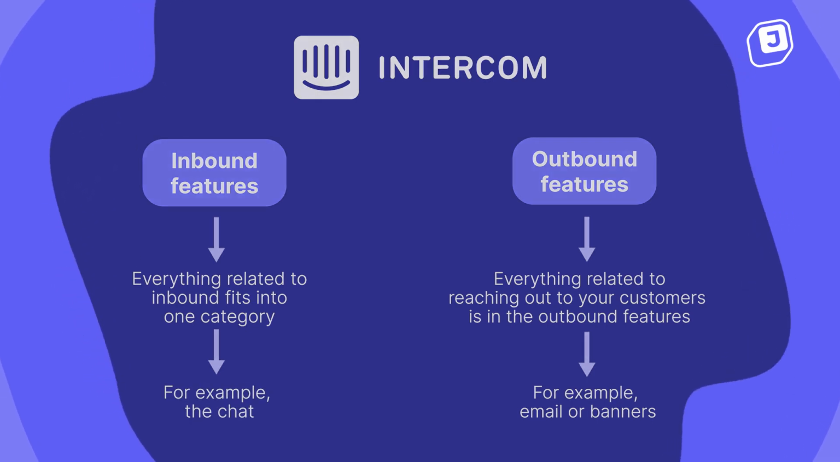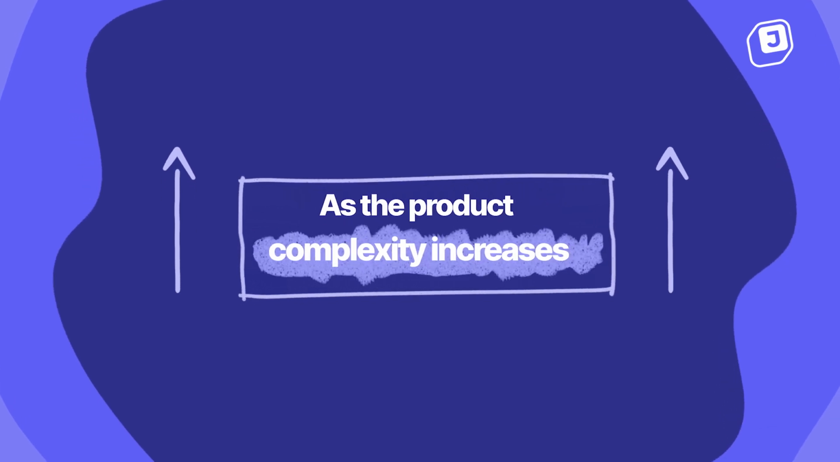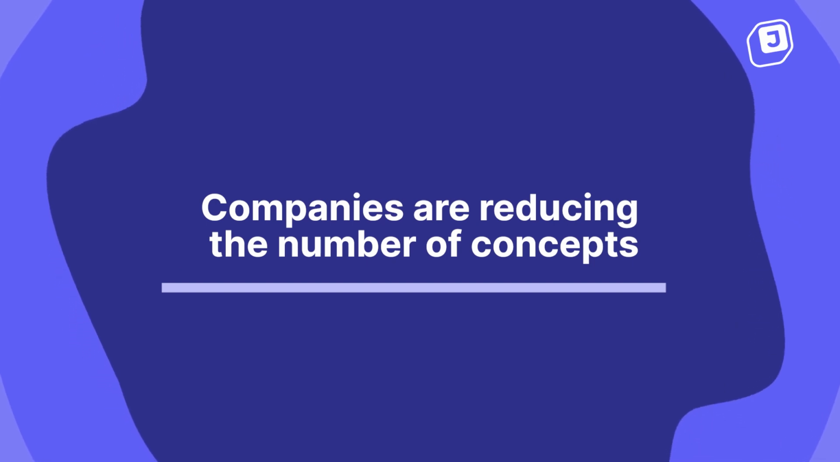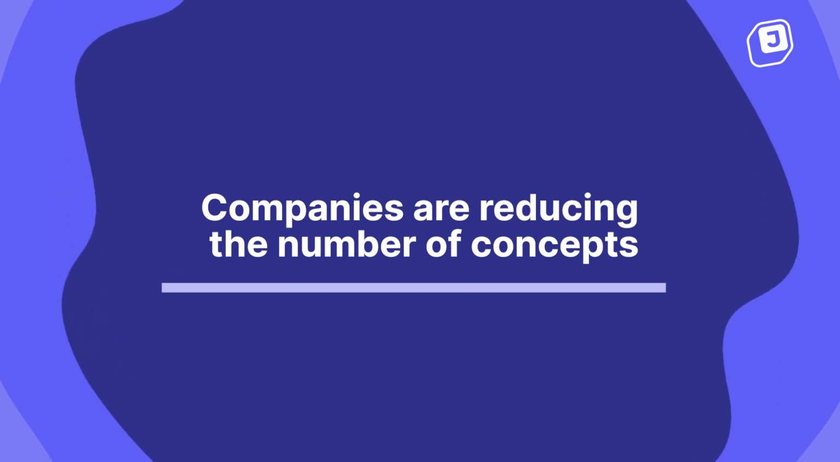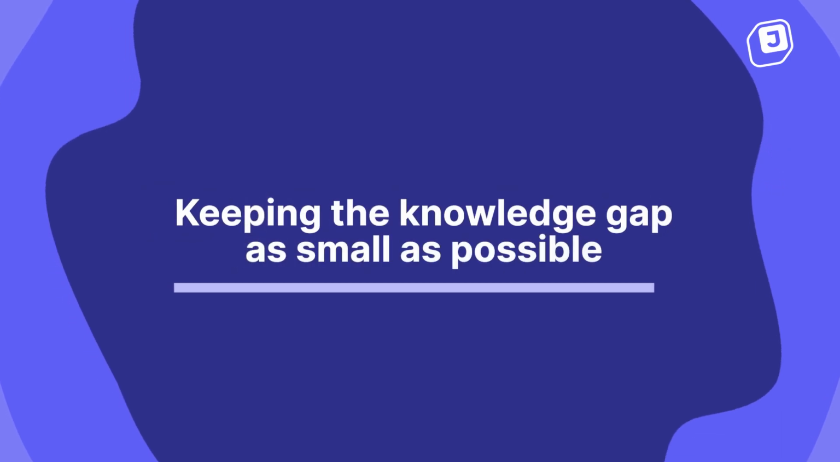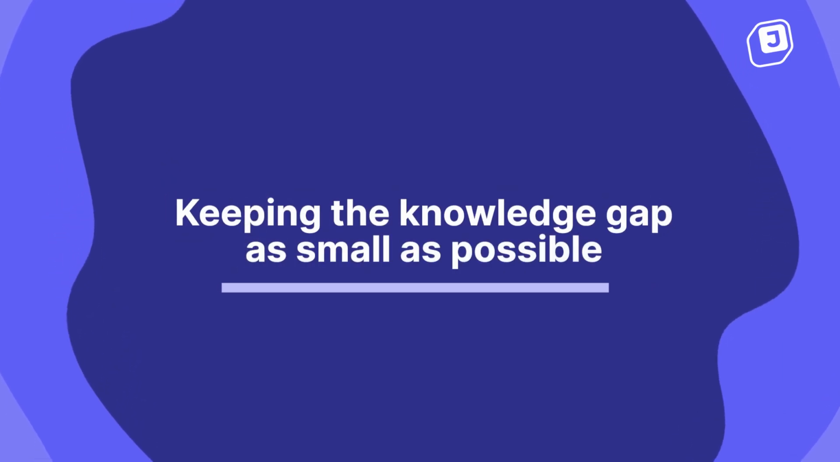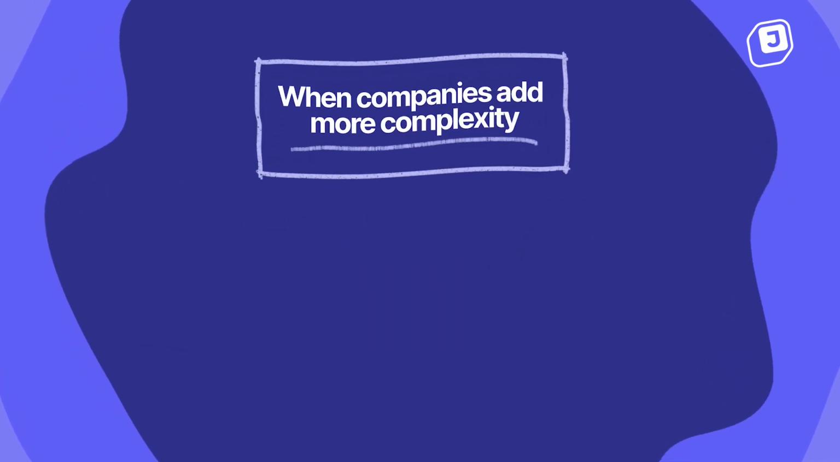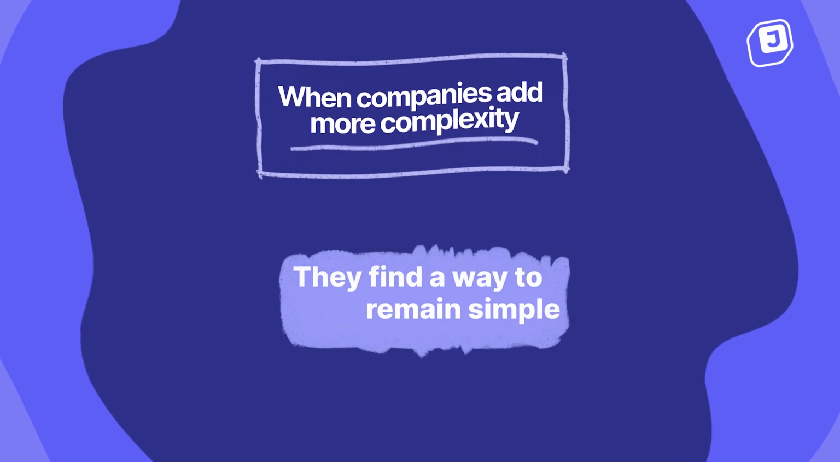Over time, as your product complexity increases, what we're seeing is companies trying to refine, reshuffle, reduce the number of concepts, crunch some of them, delete some of them, bundle some of them, to try to keep the experience and the knowledge gap as small as possible. When companies grow and add more features and usually more complexity, they try to find ways to remain simple.